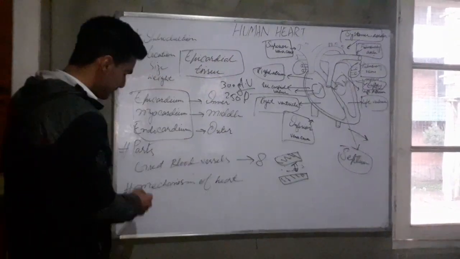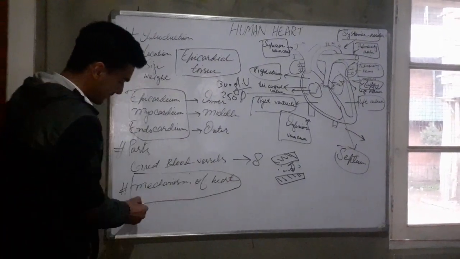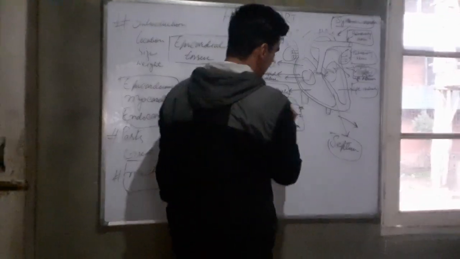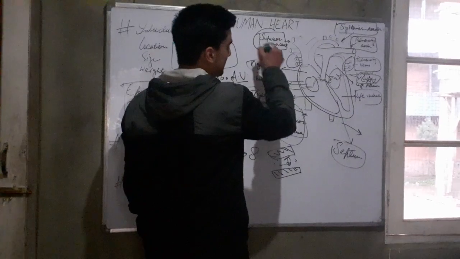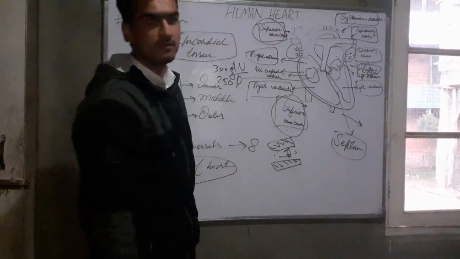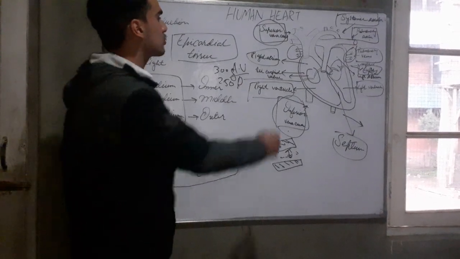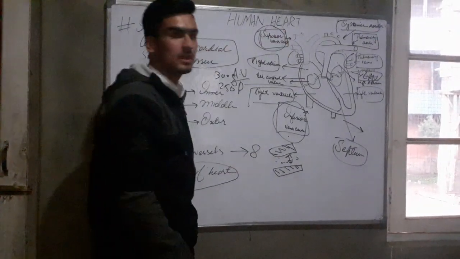Now we will take a brief description of the mechanism of the heart. The impure blood from the body comes through 2 vena cavas. First the inferior vena cava and second the superior vena cava. The inferior vena cava brings the deoxygenated or impure blood from the lower parts of the body. Here, the superior vena cava brings the deoxygenated blood from the upper parts of the body.